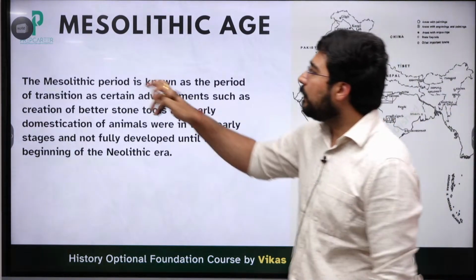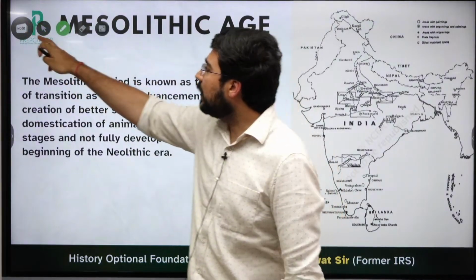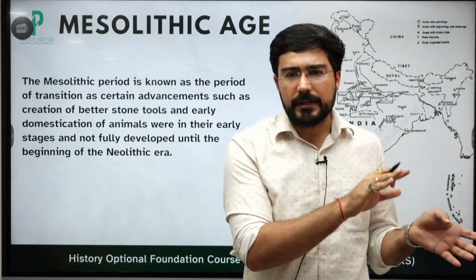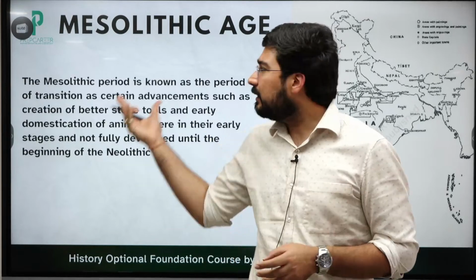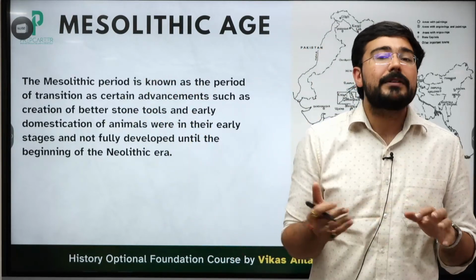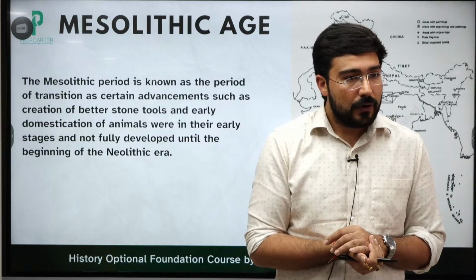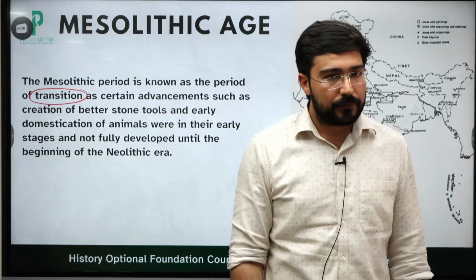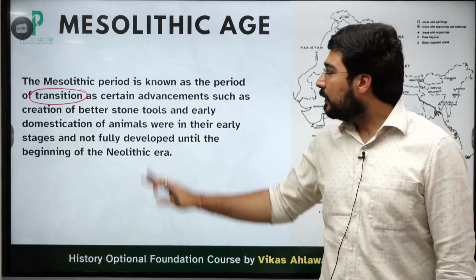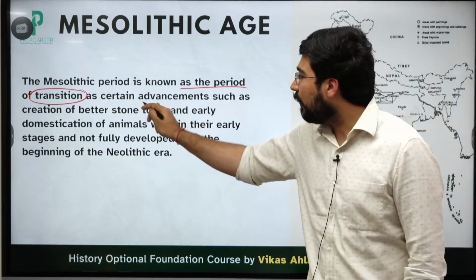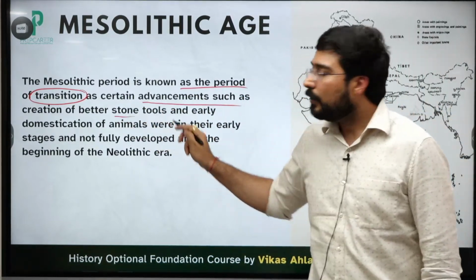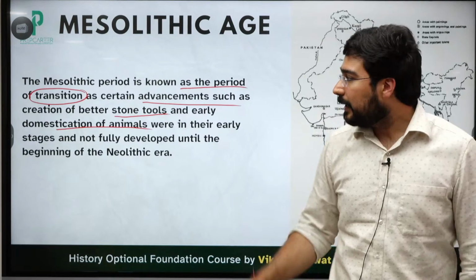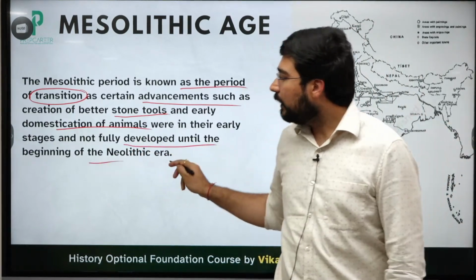Okay, now but before this there is one fundamental question. Yesterday I was discussing that previously all the historians and archaeologists used to go for Old Stone Age and New Stone Age. Why did this Mesolithic come in between then? Why was it recognized? What's the reason for this? Okay, so we have to understand what is the level of this transition. What is the requirement? So this is known as the period of transition, as certain advancement can be seen with respect to stone tools and early domestication of animals. All right, and not fully developed until the beginning of Neolithic era.